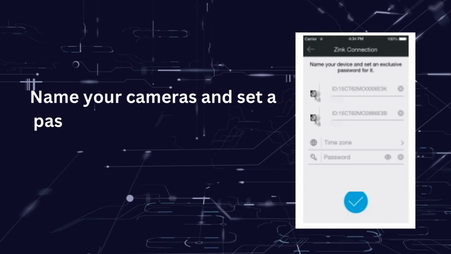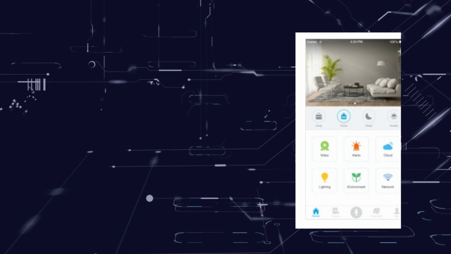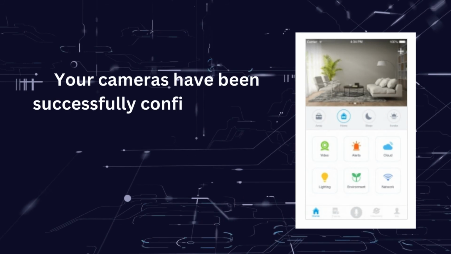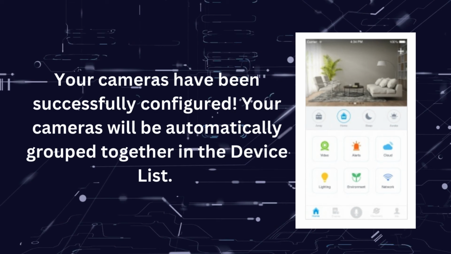Name your cameras and set a password for your kit. Tap to proceed. Your cameras have been successfully configured. Your cameras will be automatically grouped together in the device list.